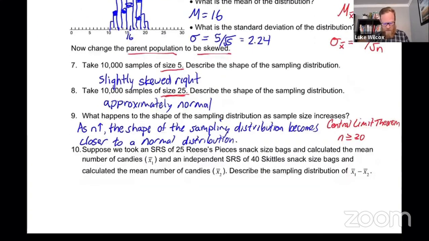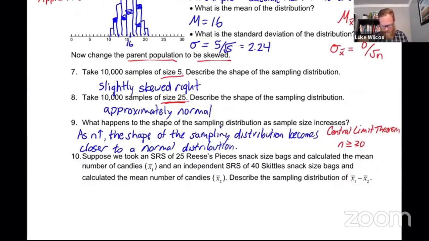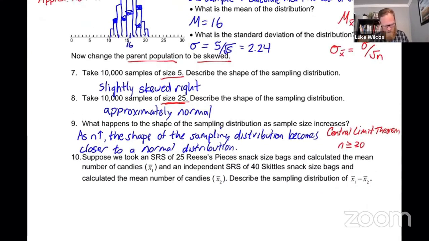All right, last question here, number 10. Suppose that we took an SRS of 25 Reese's Pieces snack size bags and calculated the mean number of candies, x1 bar, and an independent SRS of 40 Skittles snack size bags and calculated the mean number of candies. Okay, you can see the parallel to what we talked about on the previous page. We now have 2 samples. So let's go ahead and talk about the shape, the center, and the spread for this distribution.